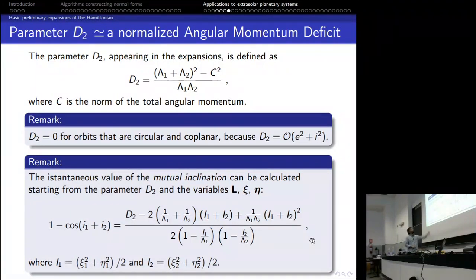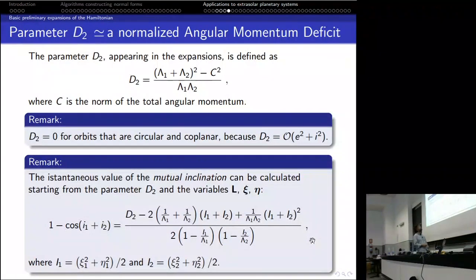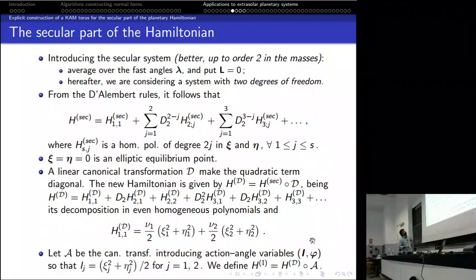And what about inclinations? Inclinations can be computed by D2 and the action-angle variables related to the secular variables. And D2 is in the secular dynamics a constant of motion. So if you describe the motion of z and eta, you can also recover the motion of the mutual inclination. This is just a remark to say that we are not losing anything if we consider this.